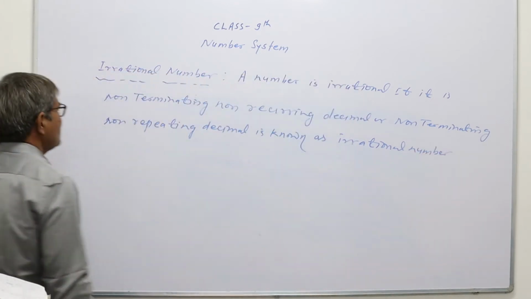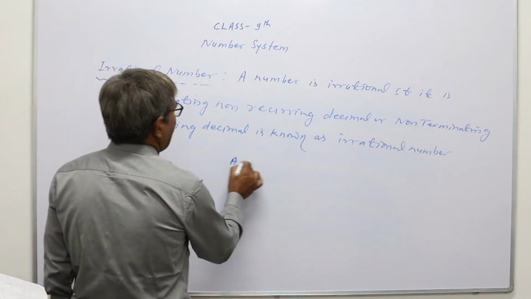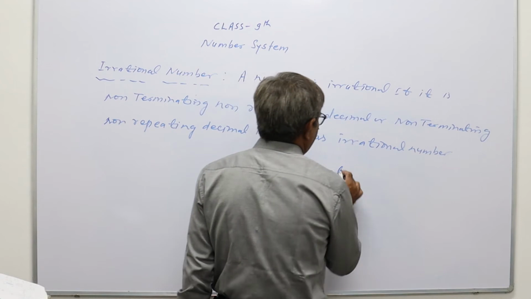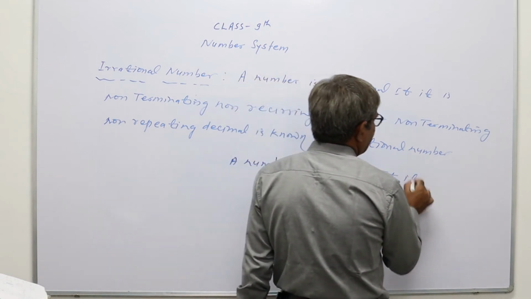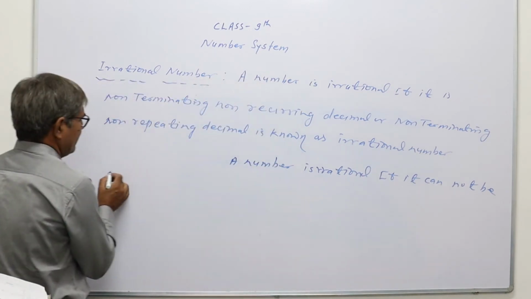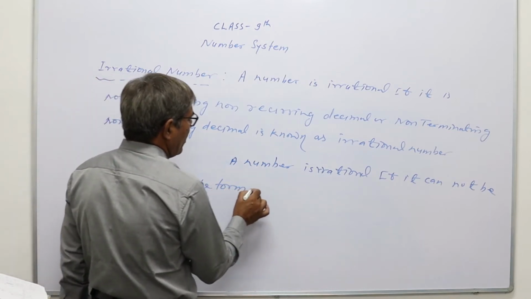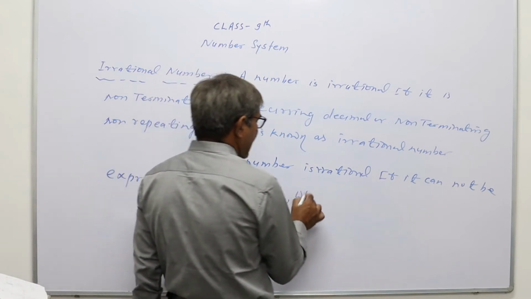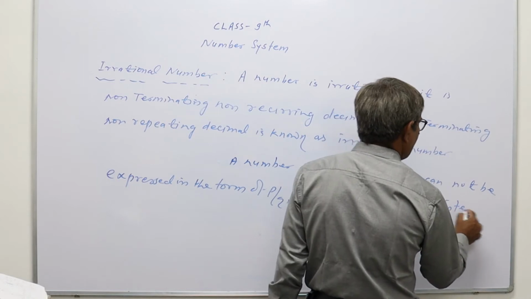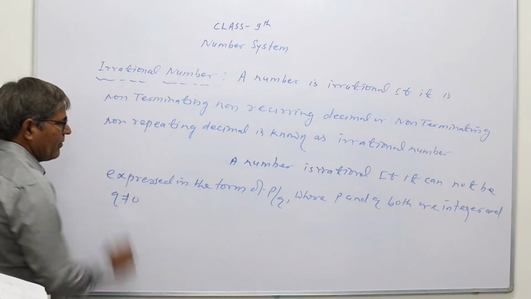Similarly, in the simplest way, it can also be defined like this: a number is irrational if it cannot be expressed in the form p upon q, where p and q both are integers and q is not equal to 0.